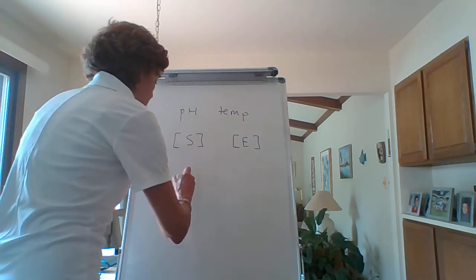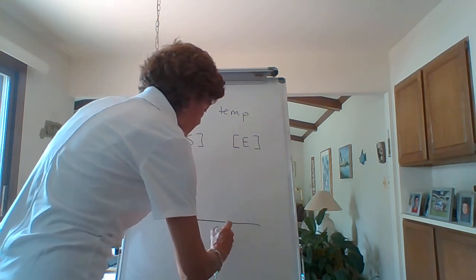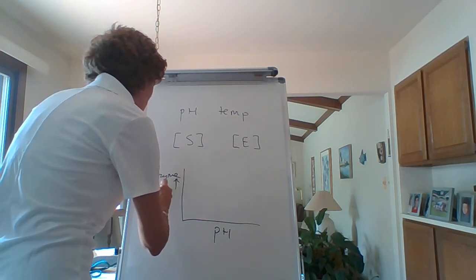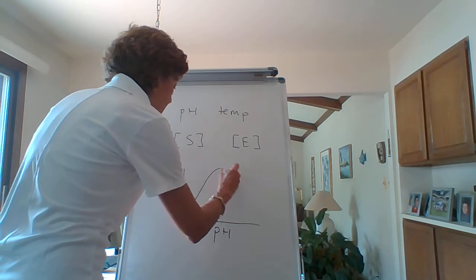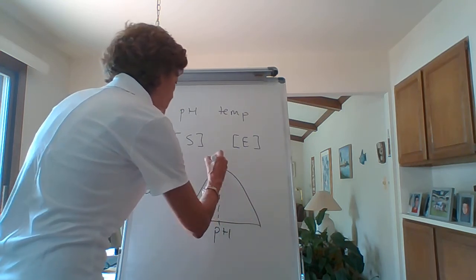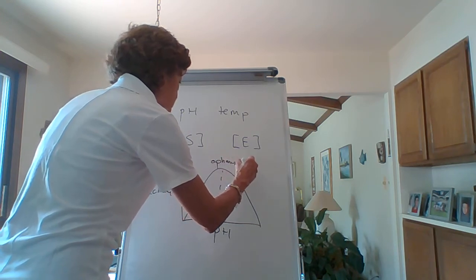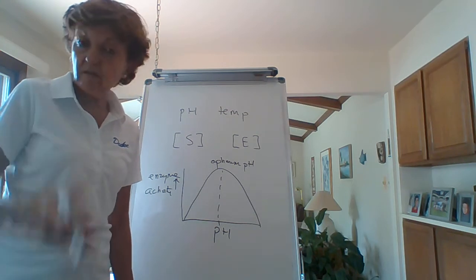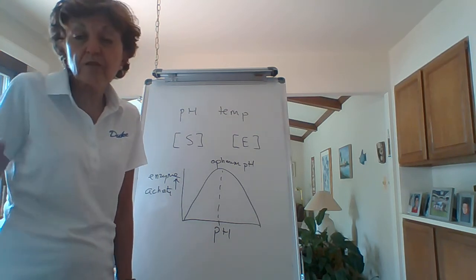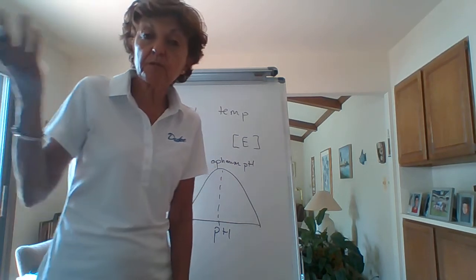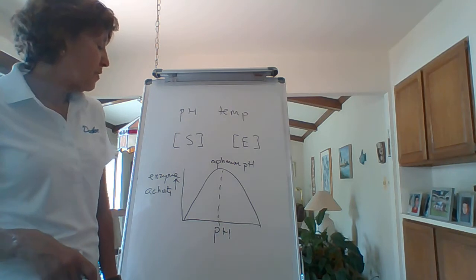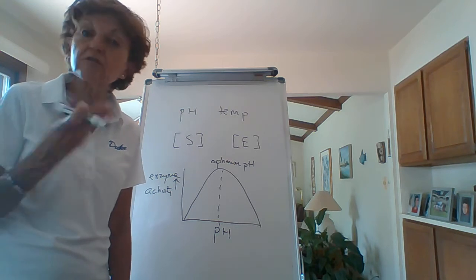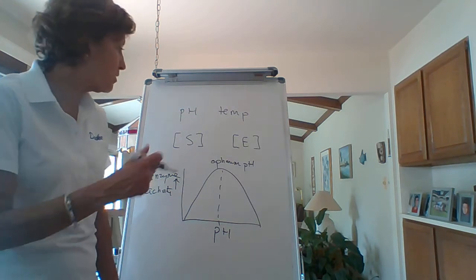So here's pH, here's enzyme activity, and this is the optimum pH. This optimum pH varies depending on where it is in the body. Okay, like I said, pepsin, for example, that works in the stomach, its optimum pH would be 1. The enzyme maltase works in the small intestine. Small intestine is a little over 7, so its optimum pH would be around 7ish or a little higher.